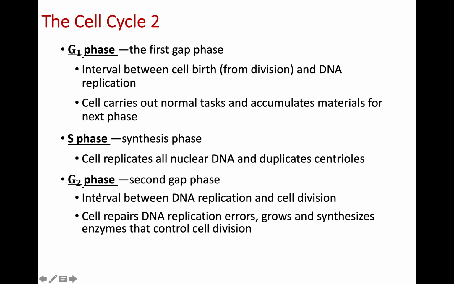And this G2 stage is going to be proofreading the DNA. We'll edit the DNA, make sure it was replicated correctly. There'll be some more growth. We'll make some more enzymes. This is where we put the finishing touches on interphase before we enter mitotic phase, before we start to actually divide the nucleus and divide the cytoplasm of the cell.